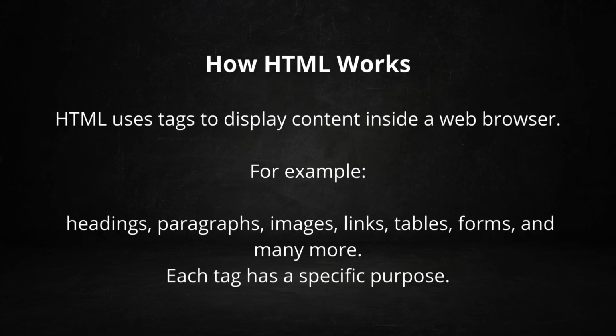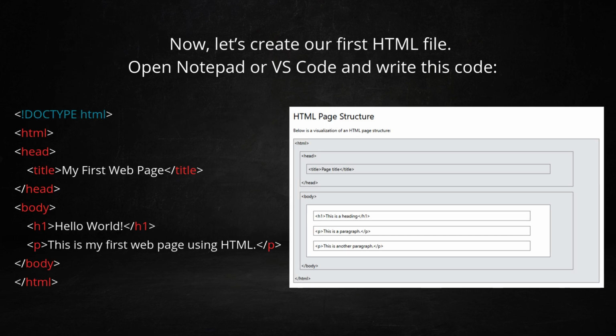How HTML works? HTML uses tags to display content inside a web browser. For example, headings, paragraphs, images, links, tables, forms, and many more. Each tag has a specific purpose. Now, let's create our first HTML file. Open Notepad or VS Code and write this code.